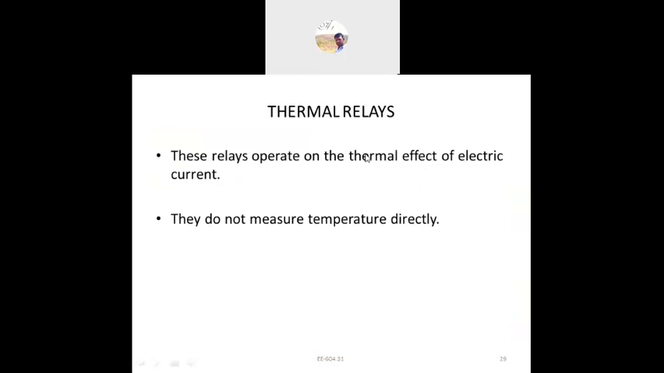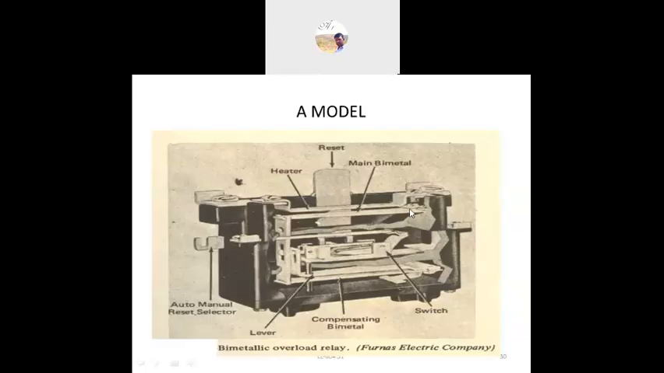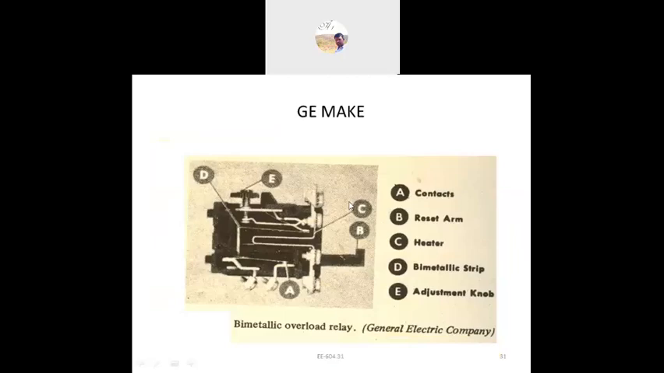In thermal relays, it is the effect of the electrical current. They do not measure temperature directly. The bimetallic strip is what we covered. The main bimetallic strip can be reset automatically or manually. You can see the internal structure. This is another bimetallic strip.